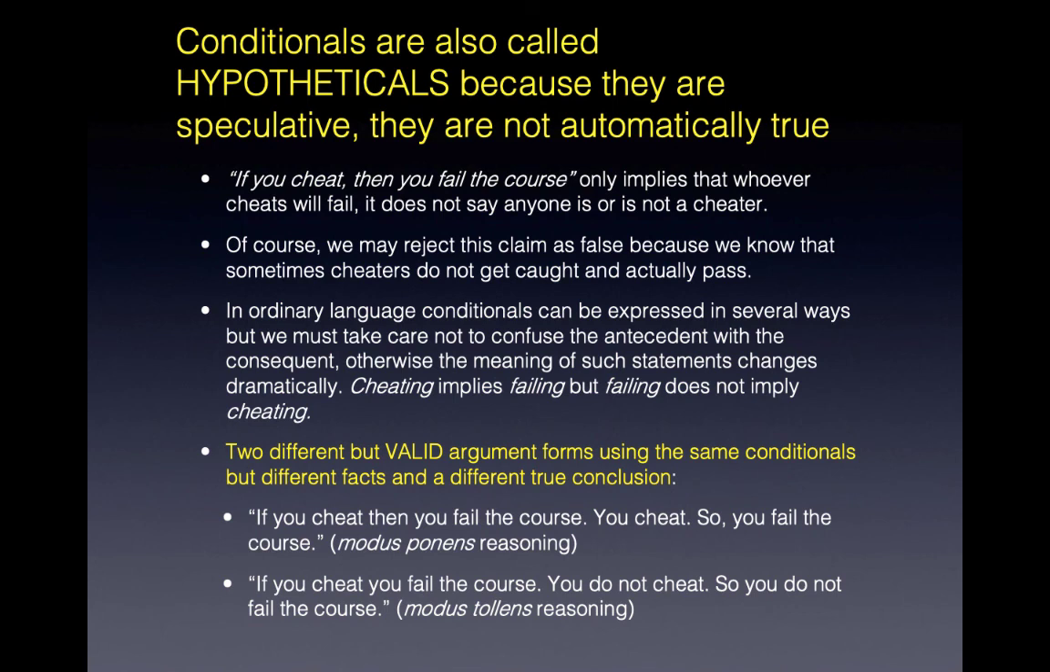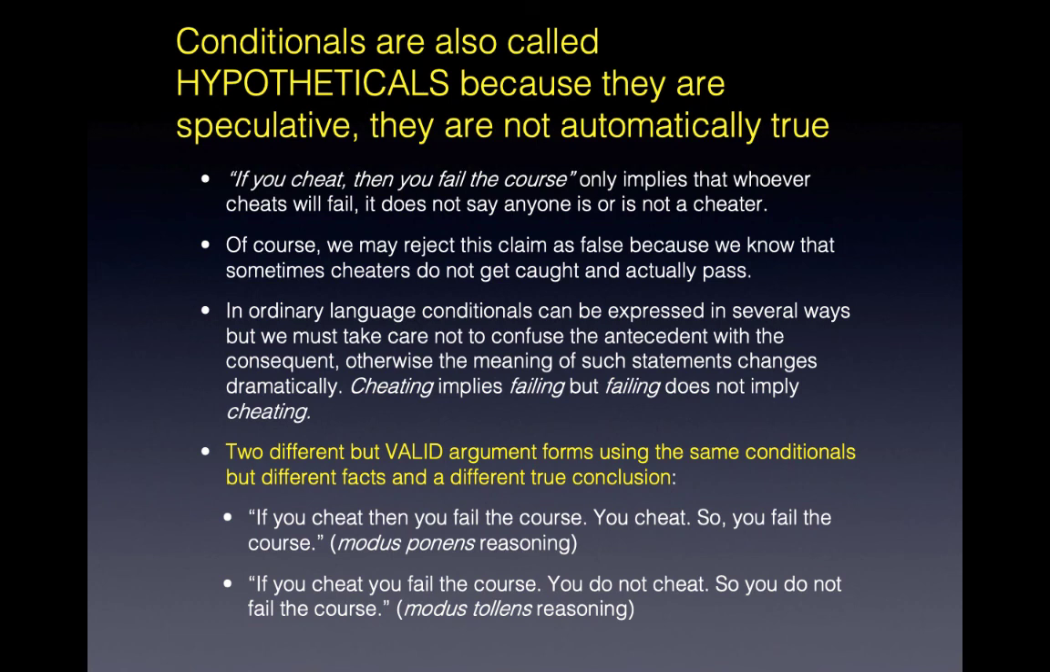Second example, same conditional. If you cheat, you fail the course. You don't cheat, so you do not fail. That's modus tollens reasoning, and that modus tollens means denying the consequent. So you can deny the consequent and then conclude the denial of the antecedent. Notice how the not works here. If you cheat, you fail. You don't cheat, so you don't fail.